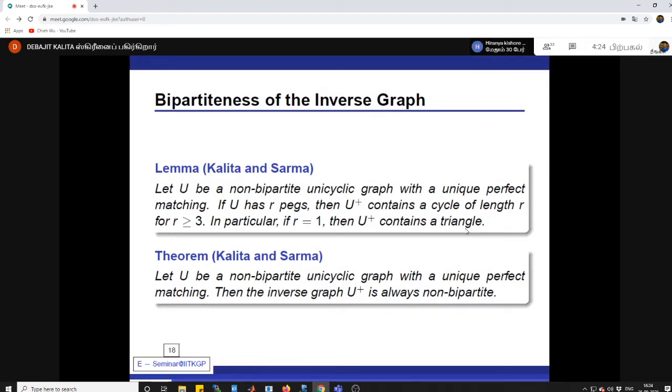So the inverse graph is non-bipartite. That is what we have seen. Fine. So then the next question one can ask is to find those non-bipartite unicyclic graphs whose inverse is almost bipartite. Almost bipartite has some meaning. I will explain what I mean by almost bipartite: just about to be bipartite, like that.